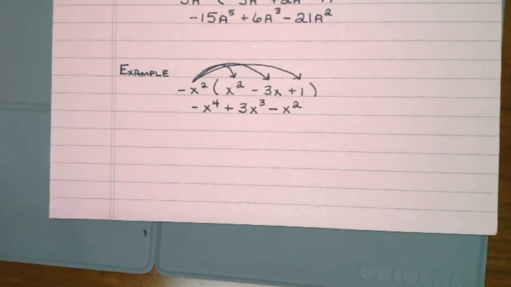You're simply going to take what's on the outside of the parentheses, multiply it to each term on the inside of the parentheses, multiply your coefficients, add your exponents.